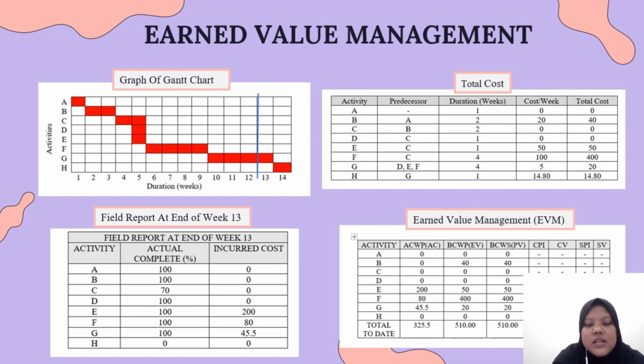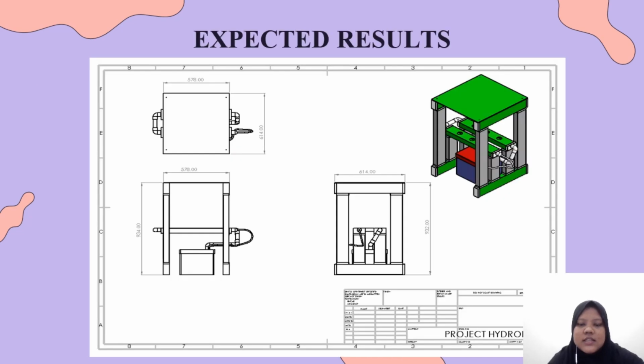As for this project, the SV and CV were 0 and 148.50 respectively, which indicates that the project is on schedule and under budget. The CPI and SPI are 1.56 and 1 respectively, which also indicates that the project is on schedule and under budget. This is the result that we achieved from this project.